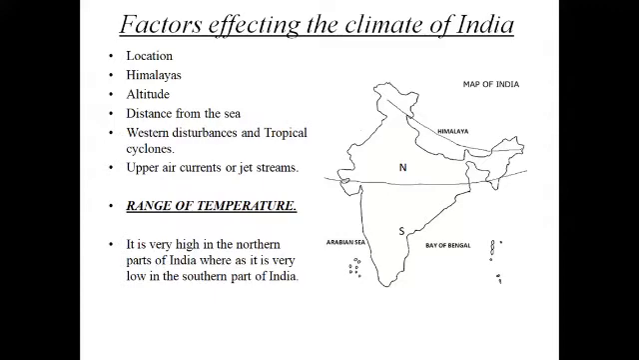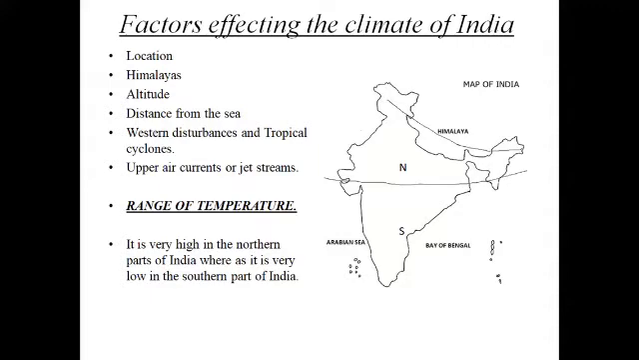Now why such thing is happening? Why such thing is happening in southern part of India? Why it is experiencing equable type of climate? This is due to the effect of land and sea breeze caused by differential rate of heating and cooling of land and sea.